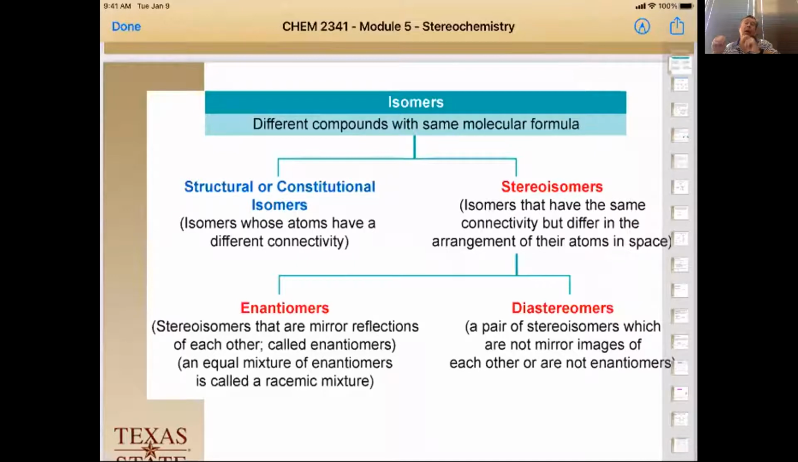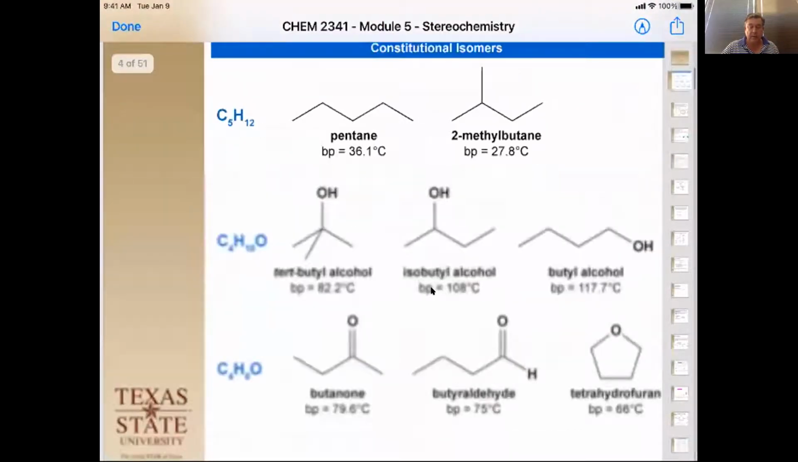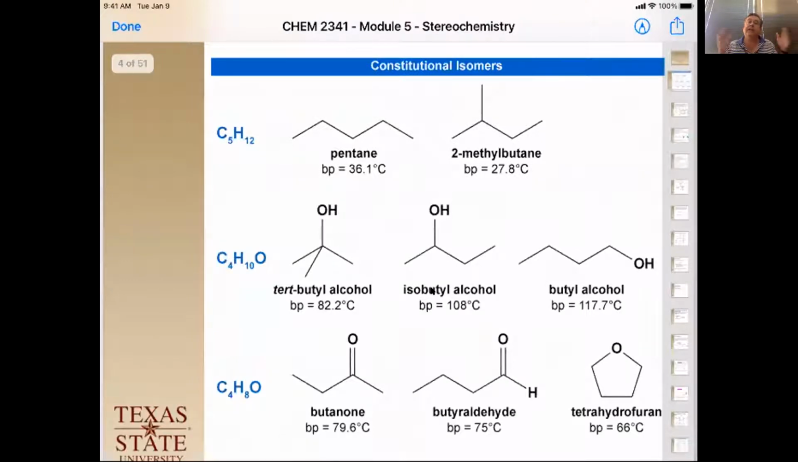Now, if you have more than one stereocenter, you can have diastereomers. With diastereomers, there are multiple places where groups are rearranged in space. So the difference here is we're going to start with enantiomers, which is just a one stereocenter interaction, and then we'll move to diastereomers with two or more. Let's go ahead and talk about constitutional isomers first. That's the easiest one to conceptualize because they're hooked together differently.